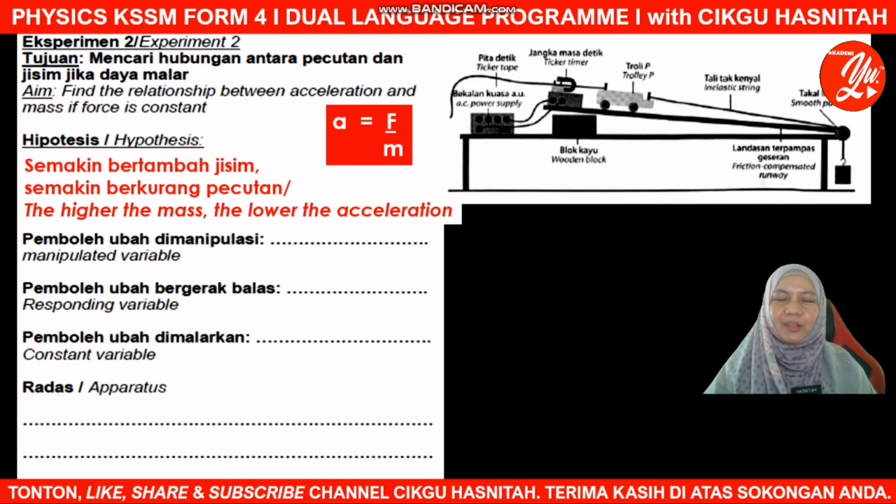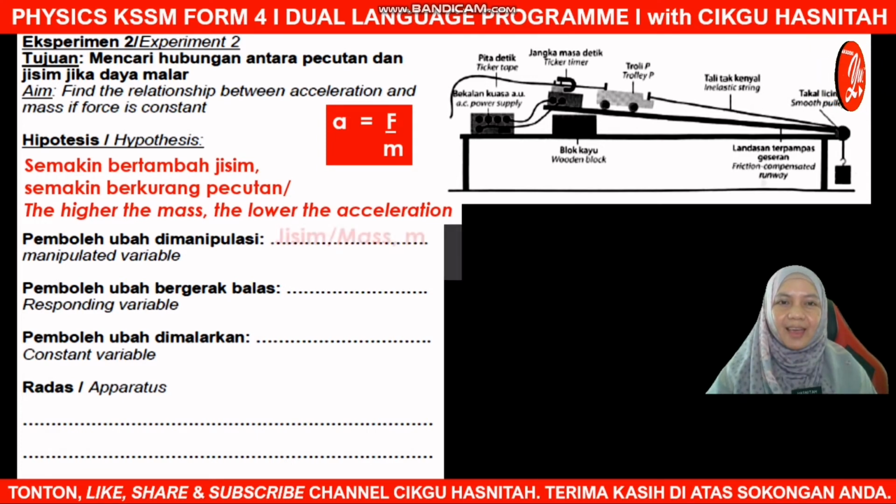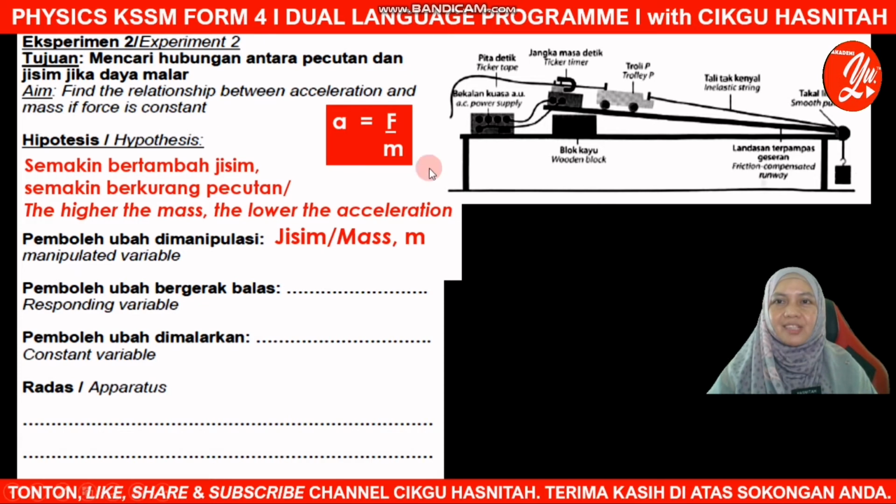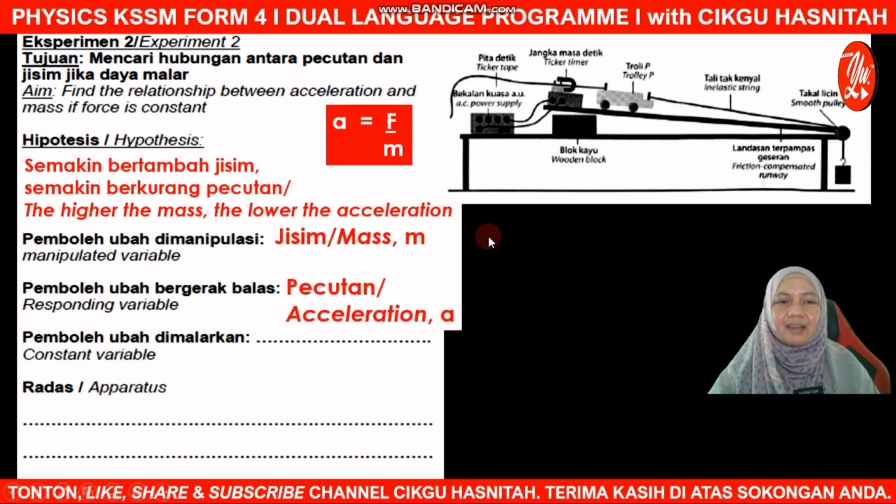Again, can you name all the variables in this experiment? For now, our manipulated variable is, yes, the mass of the trolley. So we adjust the mass of the trolley by using trolleys of different masses of 1 kg, 2 kg, and so on. And how about the responding variable? Again, it will be the acceleration. And the constant variable now is the force.